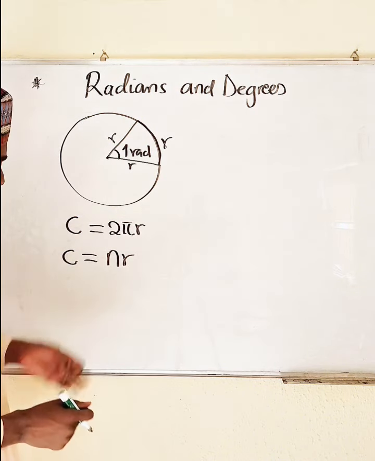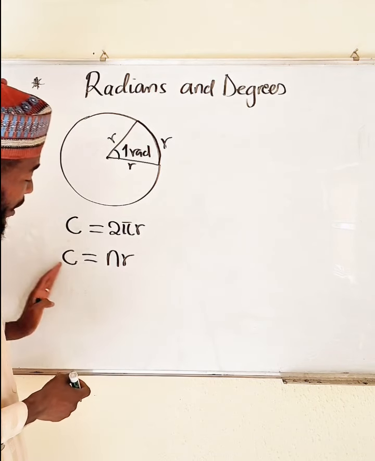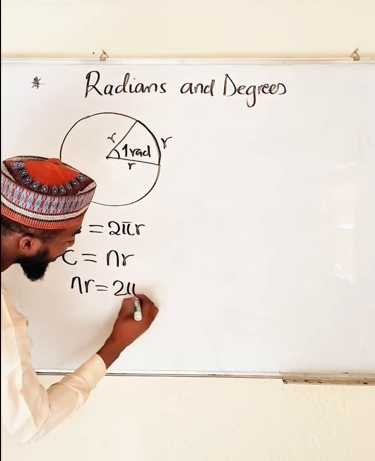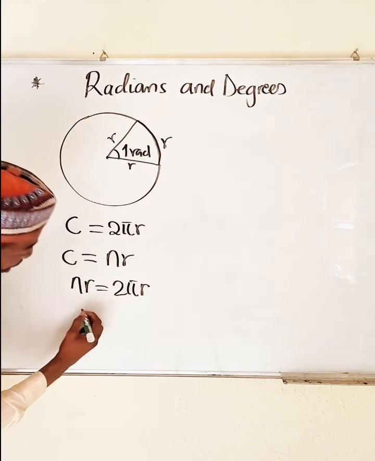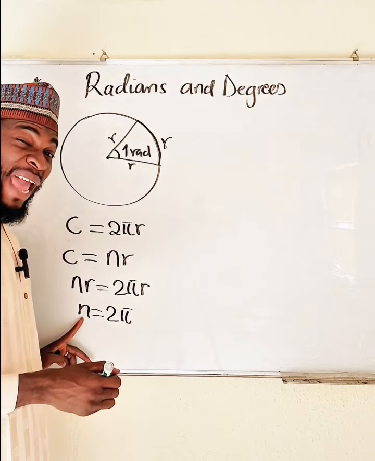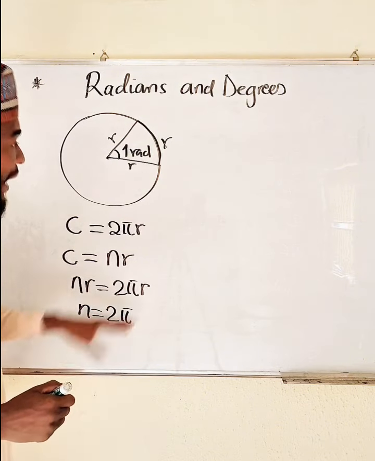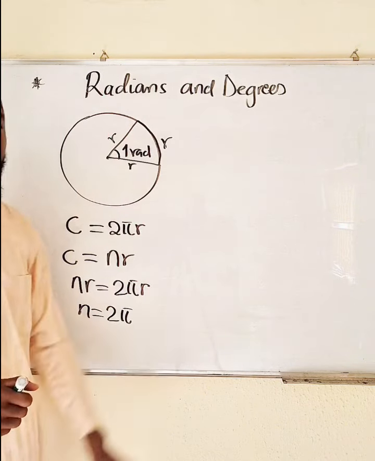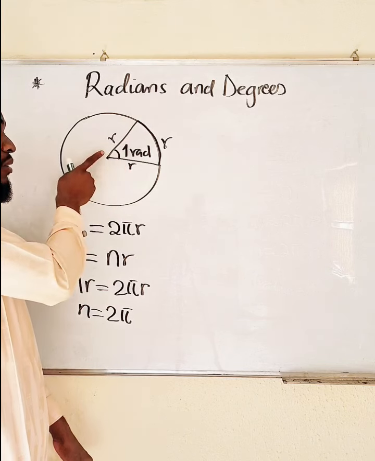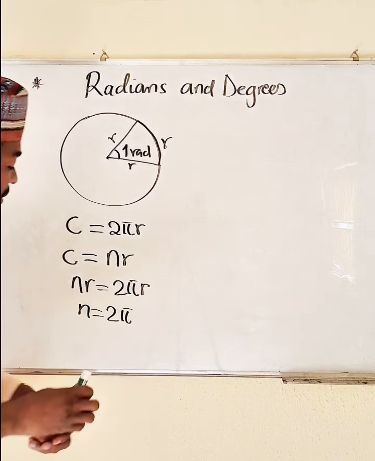Yes, definitely. So if you relate these two equations, you can see that since they are all expressed in terms of C, you can equate their right hand side. Therefore, nr is equal to 2 pi r. If r cancels r, we have n equal to 2 pi. But remember, I said that n stands for the number of these arcs. So therefore, you have 2 pi number of r around the circle that have this condition, two radii with an arc equivalent to the radius.